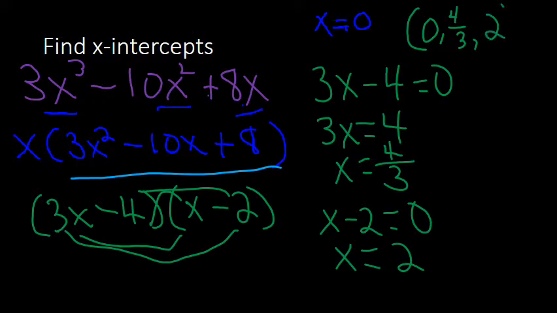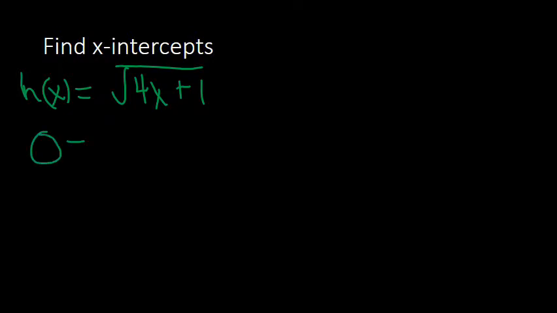and 2. All right, let's look at another quick example here of finding x-intercepts. A little bit different equation here. We've got h of x equals the square root of 4x plus 1. Okay, now I'm going to start here by setting this equal to 0. Square root of 4x plus 1.